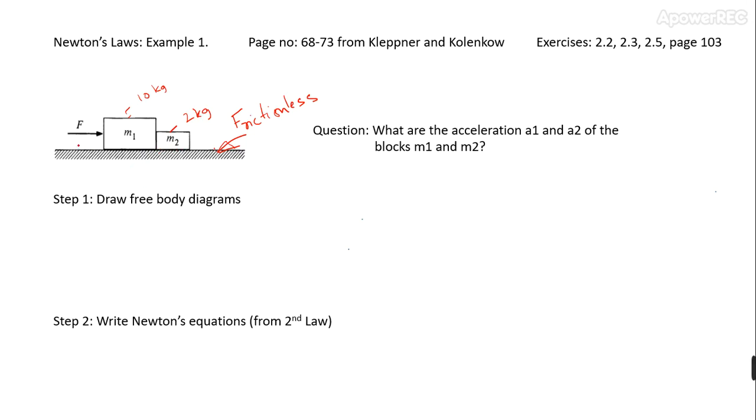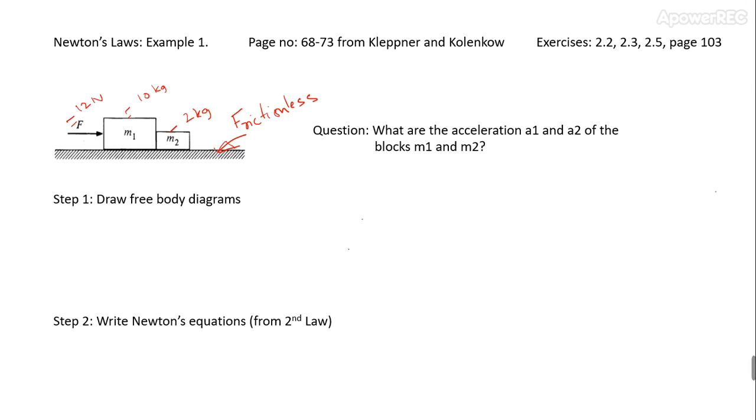And there is a force acting from the left. We'll try to give it some value as well, maybe 12 newtons. And the question is that what will happen to these two blocks? What will be the acceleration a1 and a2 of the blocks m1 and m2? And what we will soon see is our understanding of Newton's laws will help us to predict the accelerations a1 and a2. Okay, so how do we go around applying Newton's laws to this problem?